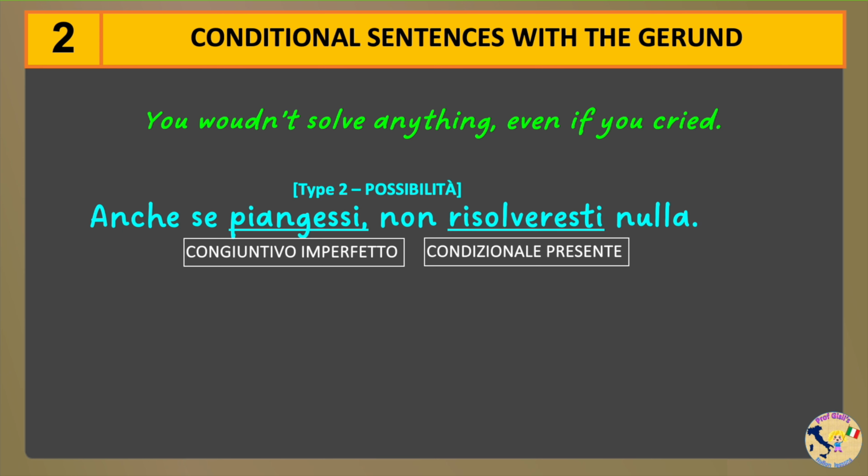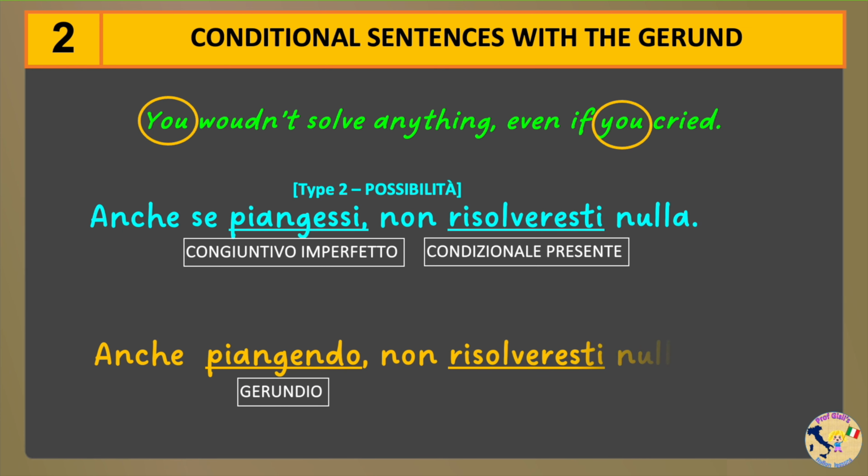But because here too we've got the same subject in the main clause and the subordinate clause, then we can use the gerund to express the condition and say "Anche piangendo, non risolveresti nulla." Again, both sentences are correct.